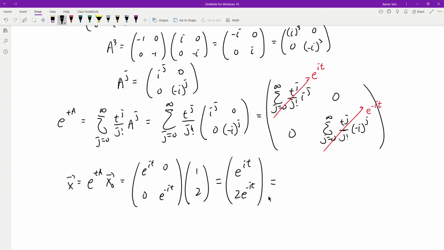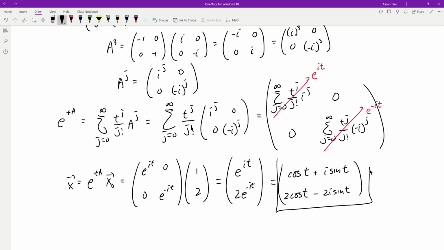And therefore it comes out to be the following. That becomes e to the 0 plus i times t, so e to the 0, which is 1, and then cosine t plus i sine t. And this one has a 2 in front, so it becomes 2 cosine t, but minus 2i sine t, because of the negative, that turned that into negative. And so that becomes my answer.